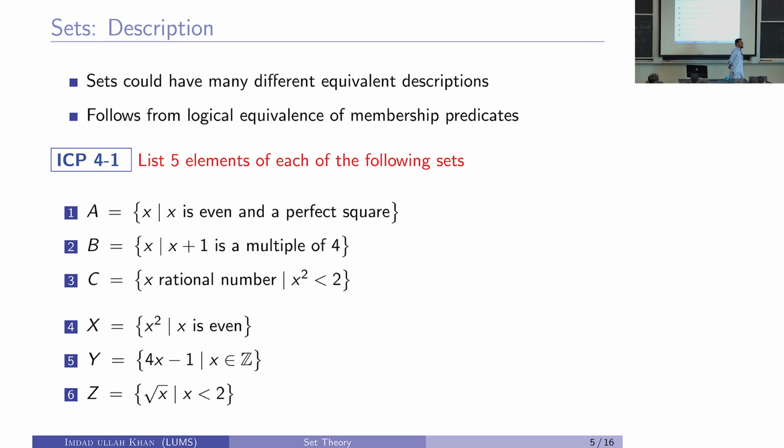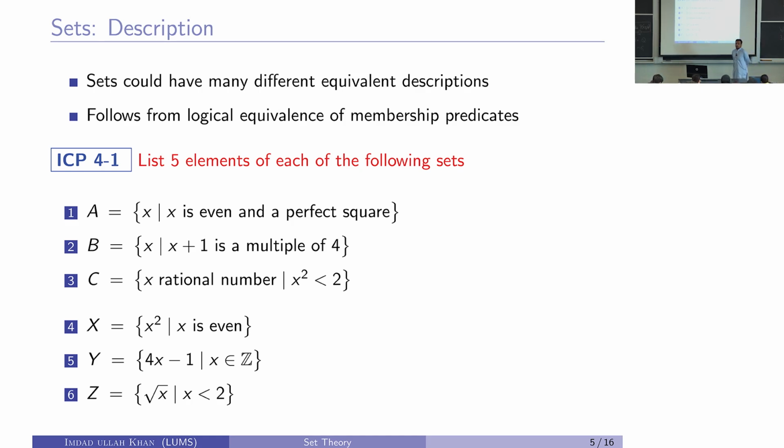So look at the set A. X such that X is even and a perfect square. So the universe of discourse is basically integers or real numbers or something. Perfect squares are those numbers whose square root is an integer, or which can be written as the square of an integer. Give me a perfect square. 2 is a perfect square? Is 2 in the set A? Why not? Is 1 in the set A? 1 is a perfect square, but it's not even.